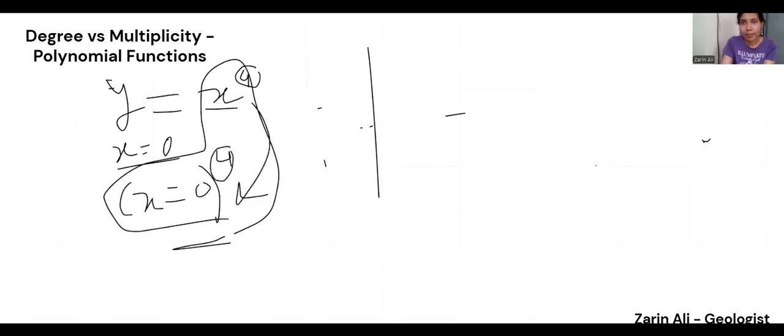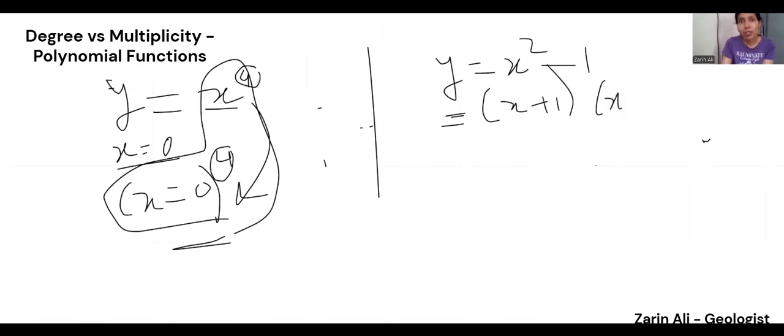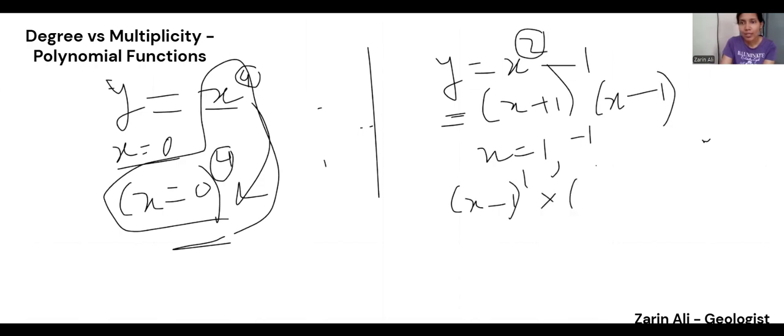But if I take an example, y equals x square minus 1, I can factorize it further and write x plus 1 into x minus 1. So here I'll get 2 roots, because your highest power is 2, so you can expect 2 roots. Here I'll get x equals 1 and minus 1. This can be further written as x minus 1 to the power 1 into x minus of minus 1 to the power 1. So in this case, your multiplicity is 1, your degree is 2, and you have 2 roots, 1 and minus 1. So this is one interesting thing.